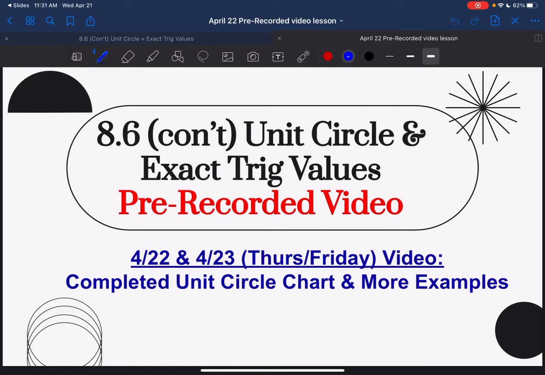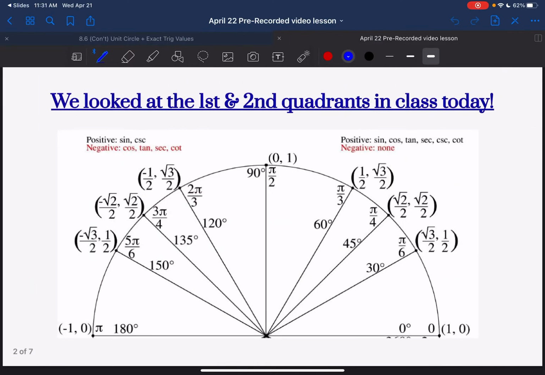So we are going to continue with the unit circle and then exact trig values, and I'll just show you the example. Before I show you any example, we looked at the first and second quadrant of the unit circle in class today, right? But if you didn't have time to copy, please pause the video and copy it right now. Positive and negative, stuff like that, you don't really have to worry about it.